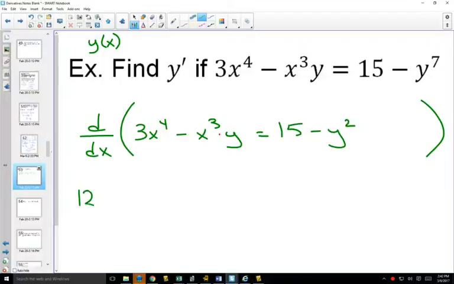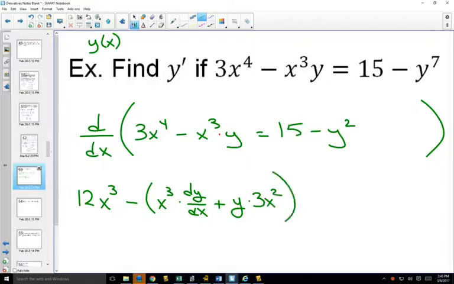So I've got 12x cubed. Product rule says keep one the same. So let's say I keep my x cubed the same, times the derivative of y. And I like to use Leibniz notation here because then my dy/dx really sticks out. Plus, keep the other one the same, times the derivative of the first one, 3x squared.